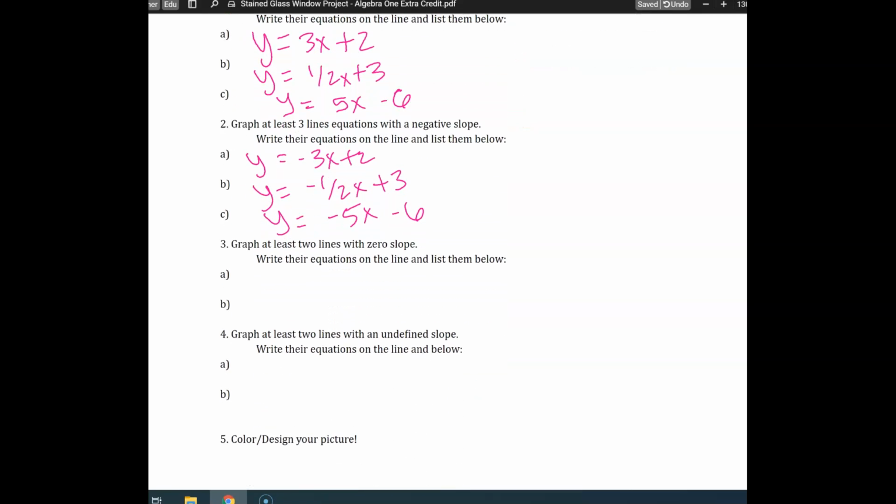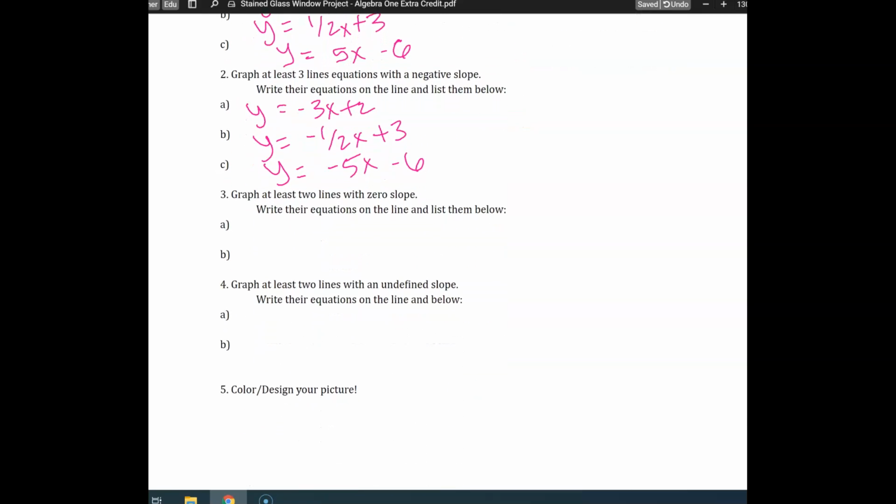You're going to go through the rest of this list. It says graph at least 2 lines with a 0 slope. So remember what that means. We want a horizontal line when it's a 0 slope. So if I'm on my graph here, thinking x and y, I want a horizontal line. That's when my y equals something. So think about that when you're creating this.